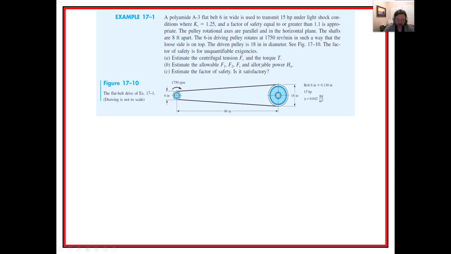Estimate the centrifugal tension, Fc, and the torque. Estimate the allowable F1, F2, and Fi, and allowable power. I guess allowable power is not actual, but allowable. And estimate the factor of safety. Is it satisfactory? Okay. So some things that they gave us over to the side: the belt is actually 6 inches wide, which is kind of weird because the pulley is 6 inches in diameter, so those are weird proportions. 15 horsepower. Here is the density of the belt, so we could look it up. It's the weight density in pounds, and we see everything right there.